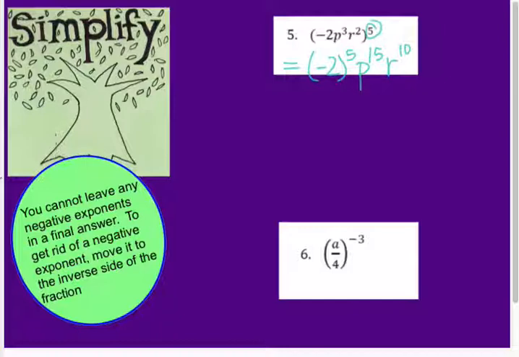If you, on your calculator, use parentheses, because it's a negative, parenthesis negative 2, parenthesis to the 5th, you will get that this is negative 32, P to the 15th, R to the 10th. And that is simplified all the way. I do not have any negative exponents.